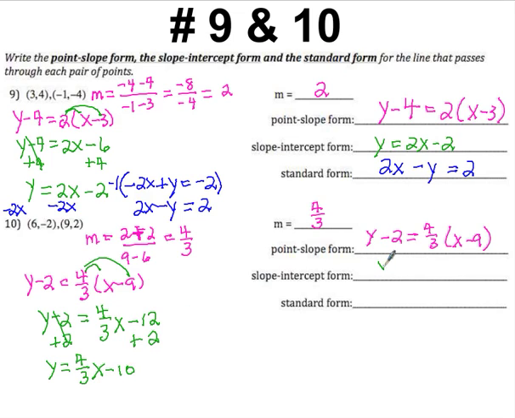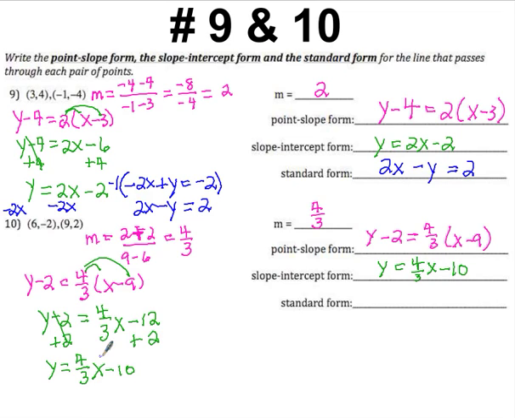Okay, so now I'm in slope intercept form. So y equals 4/3 x minus 10. And notice my slope has not changed. It should not change from form to form because it's the same line. So if you get a different slope, something happened in your calculations. Okay, now we need to move to standard form.